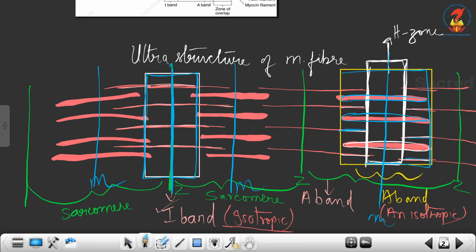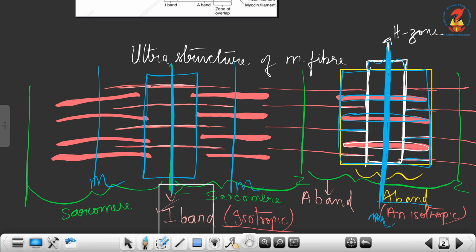This entire banding is known as the A band, and within the A band the central region is slightly lighter than the edges because it is exclusively of thick filaments. That is called the H zone. So, the H zone is found in the middle of the A band, and right at the center of the A band is the M line.